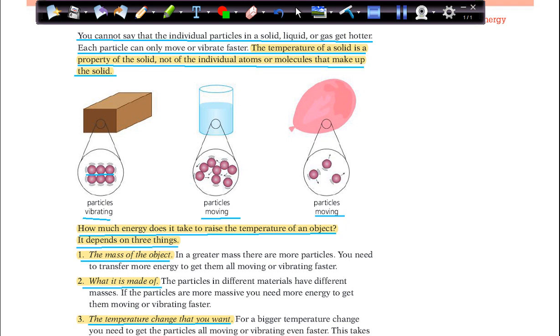So let's see step by step. Let's see the first point, the mass of the object. How can the energy depend on the mass? In a greater mass there are more particles. You need to transfer more energy to get them all moving or vibrating faster. So let's have a very simple example about this.